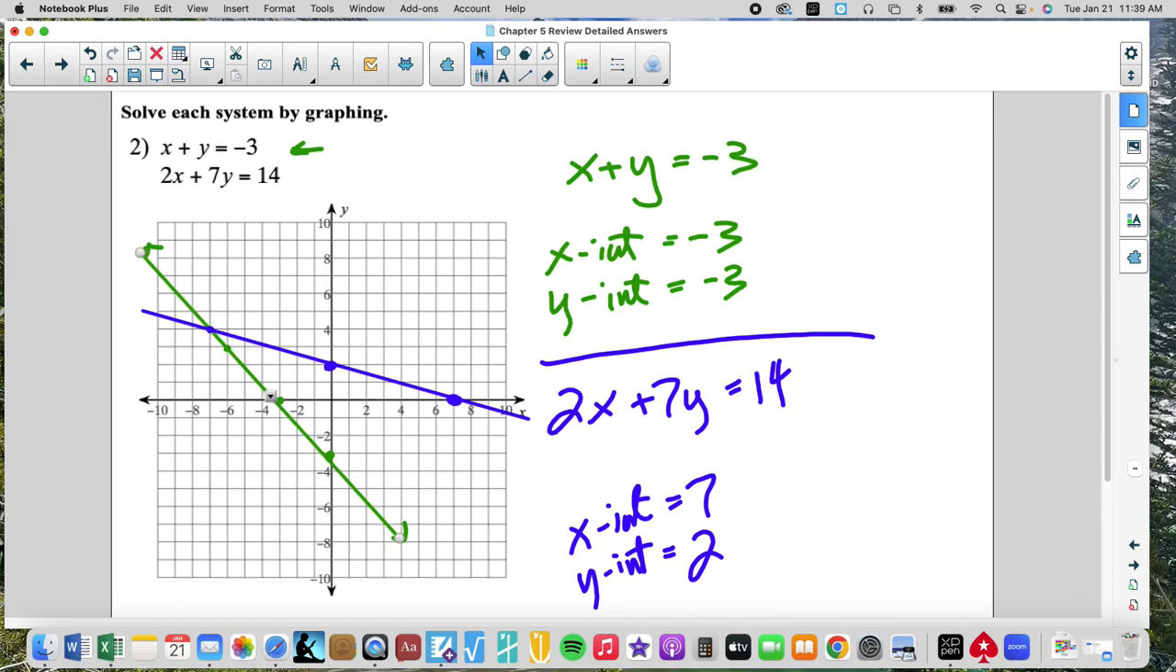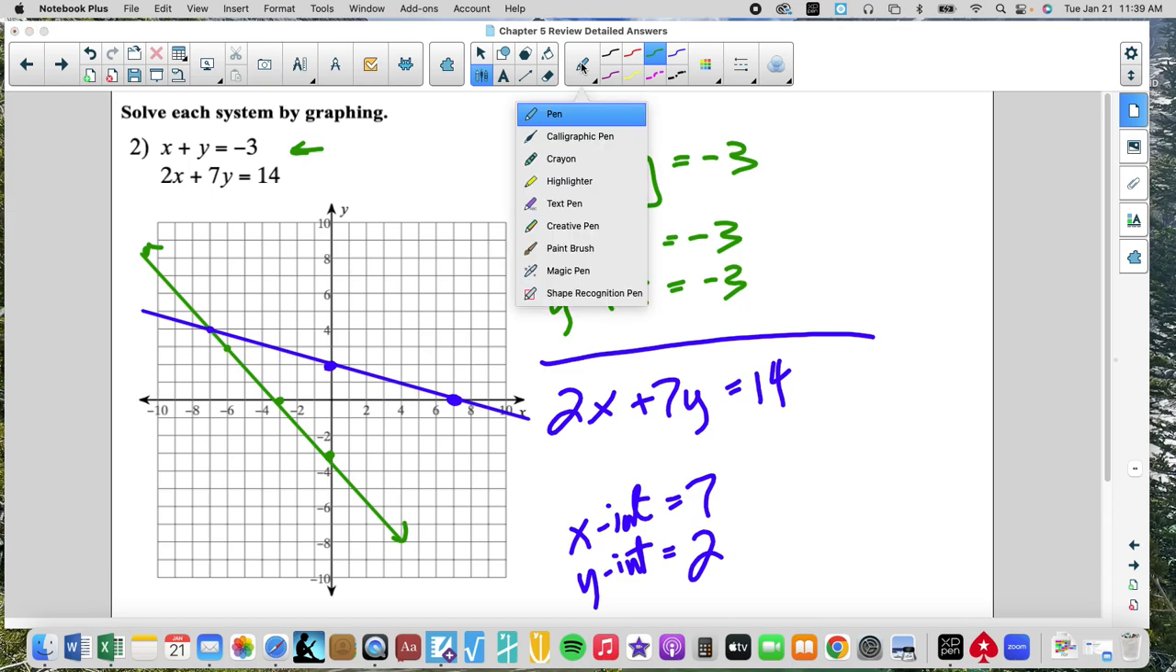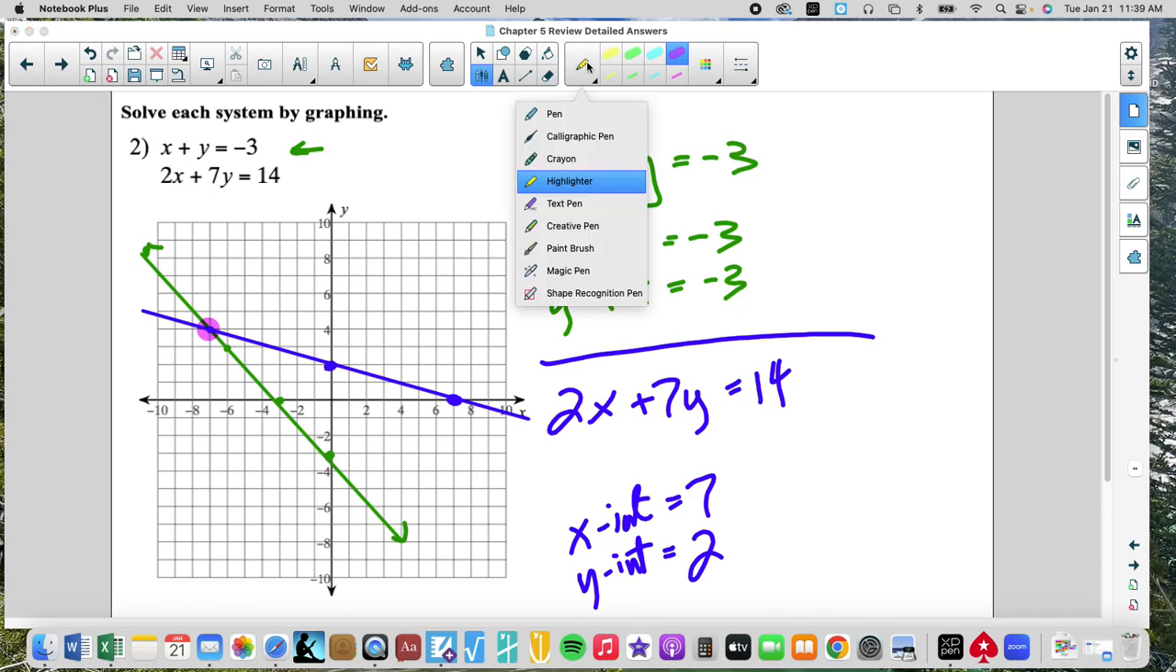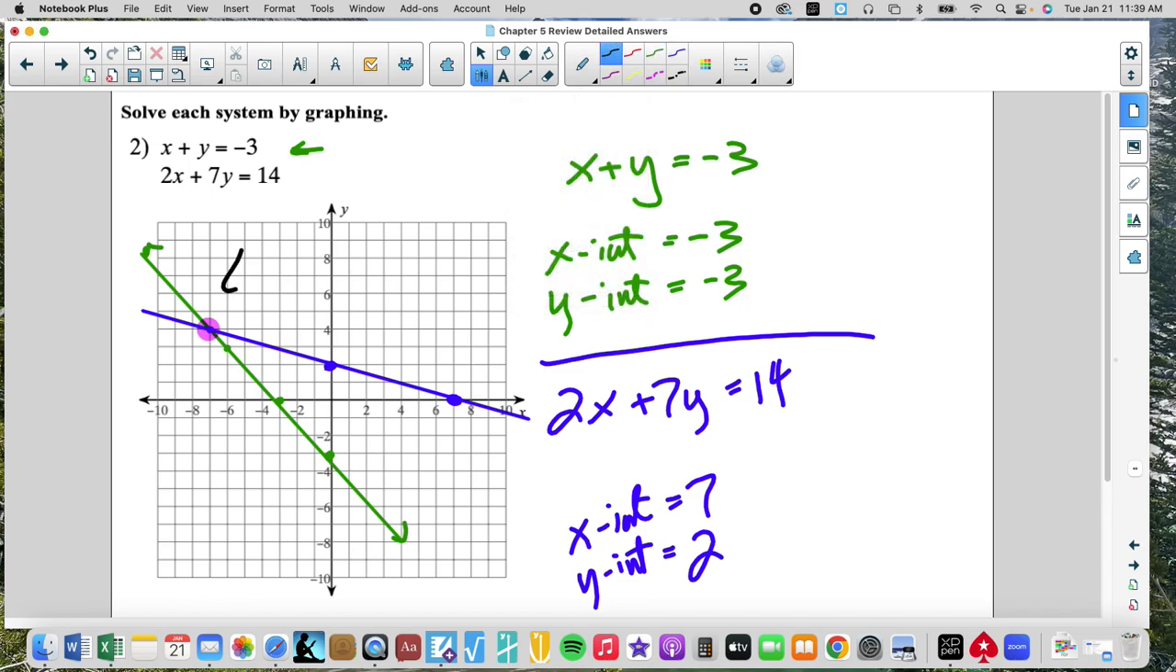Oh, there you go. If I line them up properly, I will get the proper answer. Just keep working, Mr. Mac. There is our point of intersection. That location is -7 on the x and +4 on the y. So that is the solution to that system.